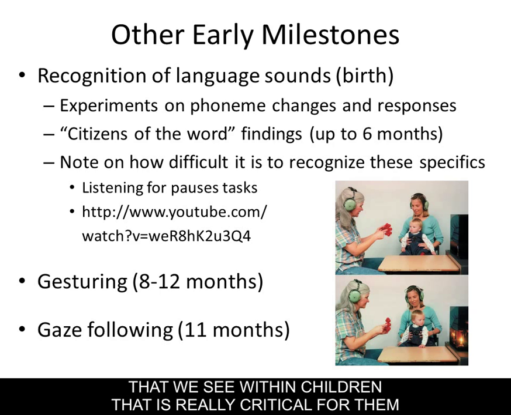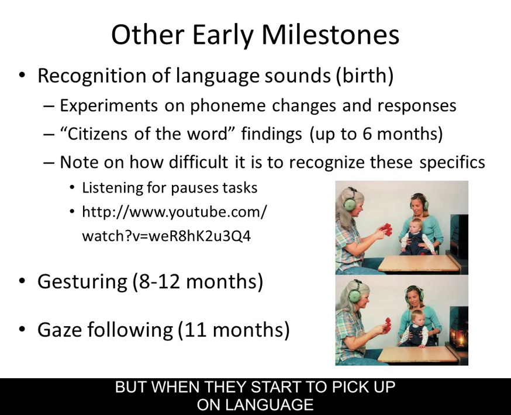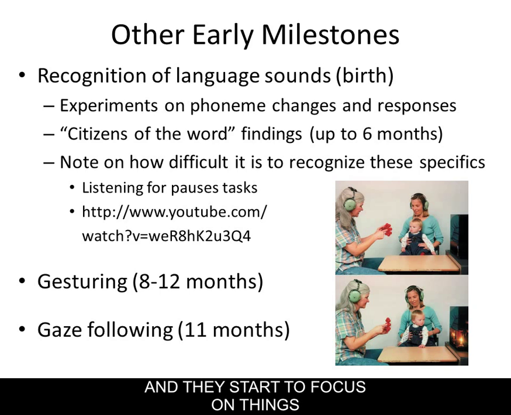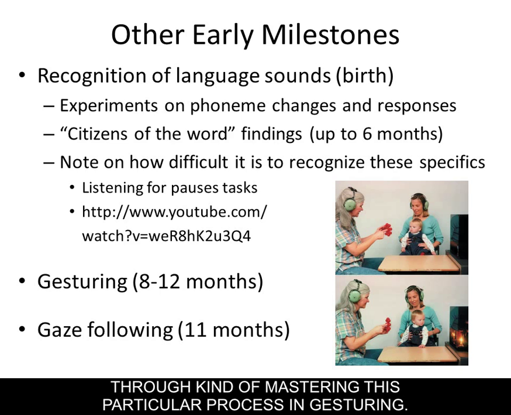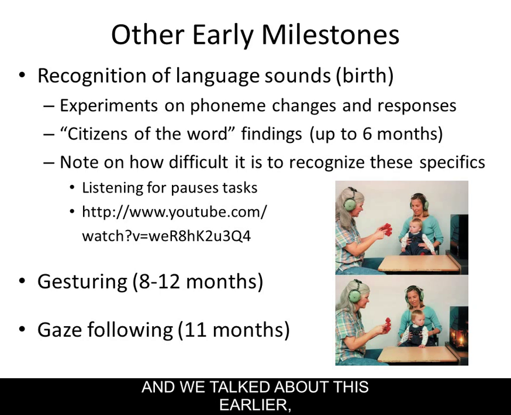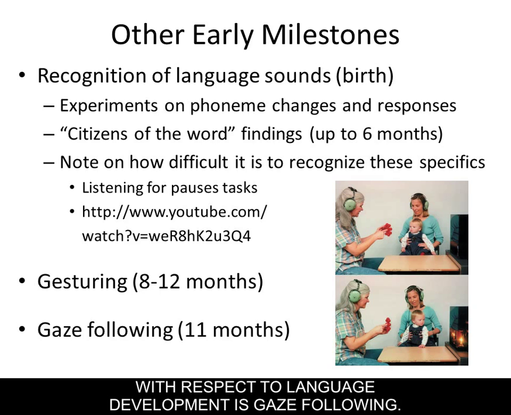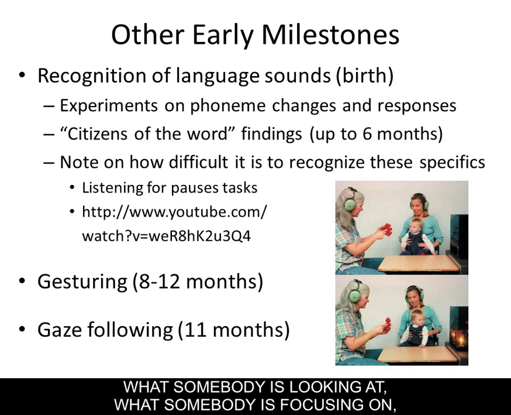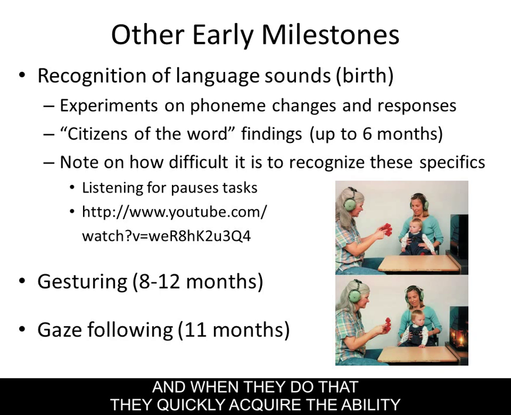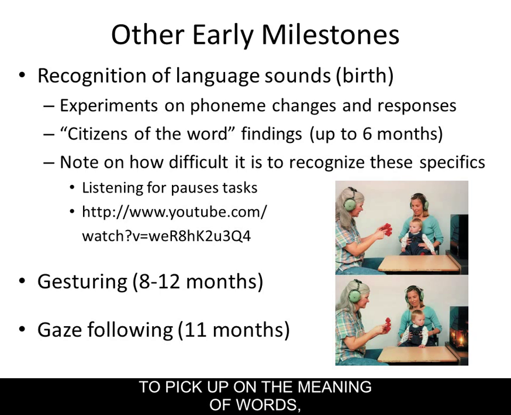It's really critical for them to not only master physical communication, but when they start to pick up on language and they start to focus on things, they can become even better at communication through kind of mastering this particular process of gesturing. One of the last things that they are able to develop, and we talked about this earlier, with respect to language development is gaze following. So at 11 months, they also pick up on the ability to understand what somebody's looking at, what somebody's focusing on. And when they do that, they quickly acquire the ability to pick up on the meaning of words, what sounds are actually appropriate for identifying an object or an idea, and they can very quickly transition that into understanding spoken language or even producing their own language within a short period of time.